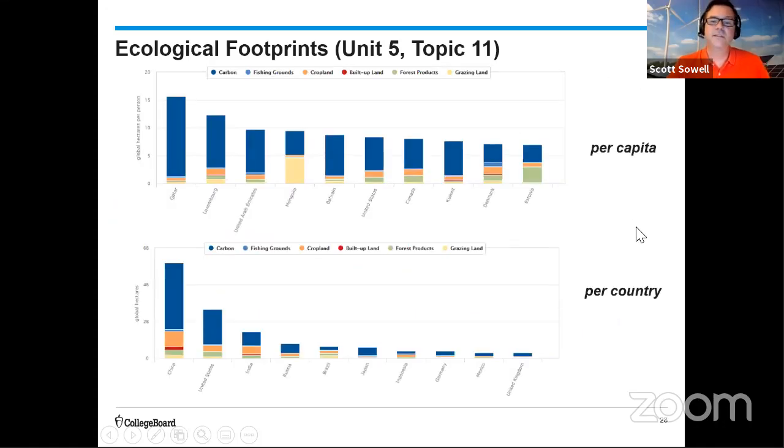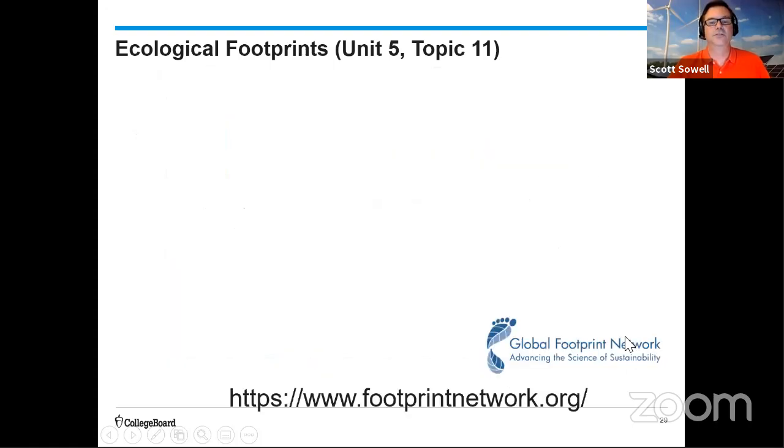Why do we see these differences? It's just population size. So the average citizen in China may have a smaller ecological footprint than some of these, but there's so many people in China that the overall footprint is greater. So that's why it's useful to look at it per capita and per country.